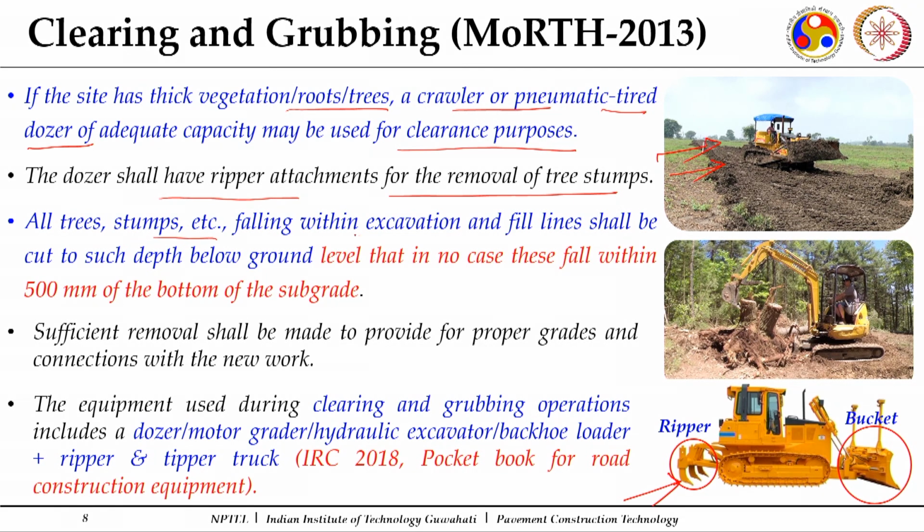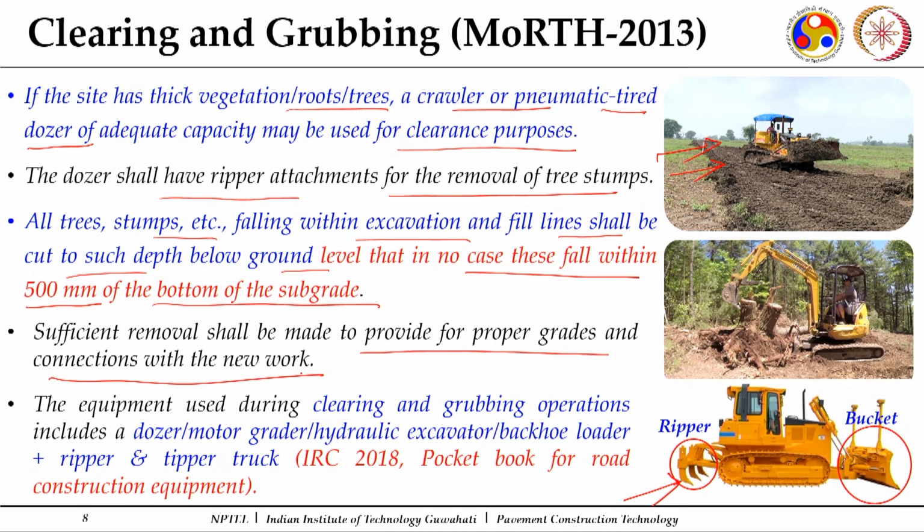All tree stumps etc. falling within the excavation and fill lines shall be cut to such a depth below ground level that in no case do they fall within 50 centimeters of the bottom of your subgrade. So this needs to be ensured: at least the next 50 centimeters from the bottom of your subgrade should be made clear of all these trees, stumps etc.